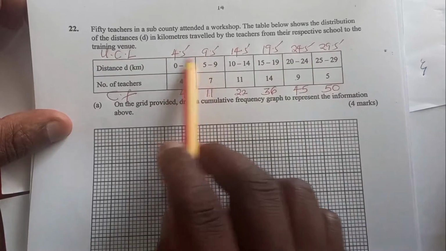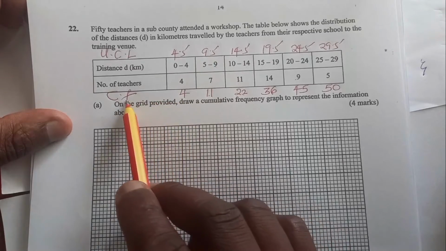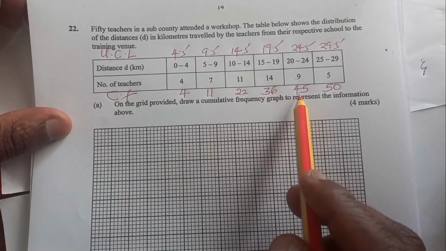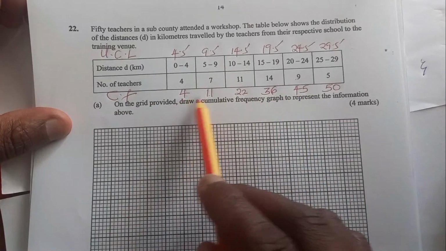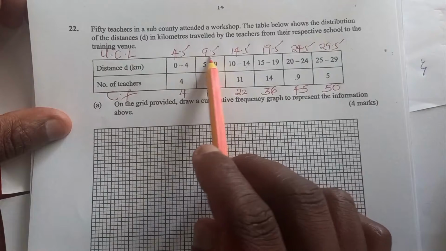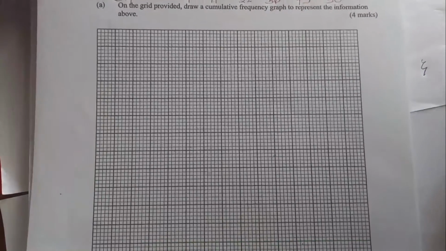So we can now decide on a suitable scale for the number of teachers, the cumulative frequency. We are going to use 1 centimeter to represent 5 teachers. Then for the x-axis, we can let 2 centimeters represent 5 kilometers. So let's go to the graph.